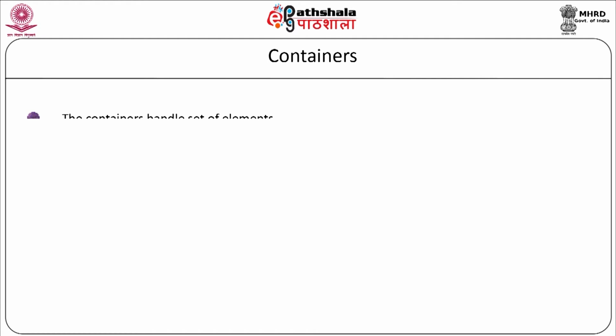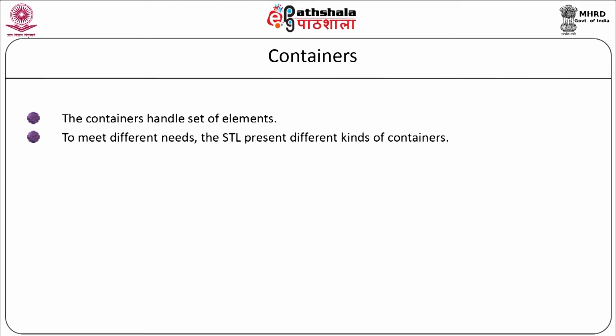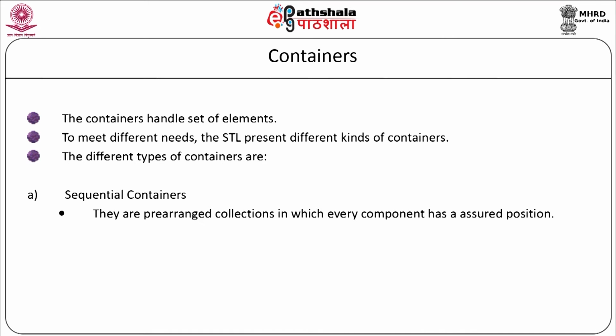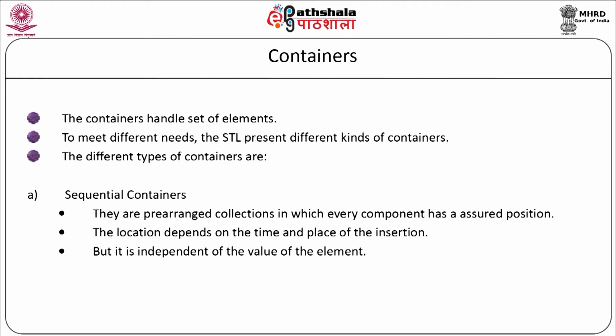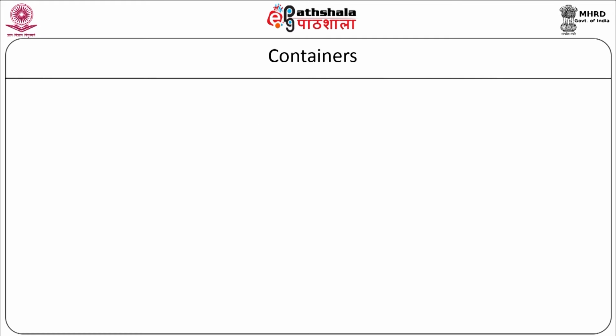Containers. The containers handle set of elements. To meet different needs, STL presents different kinds of containers. The different types of containers are sequential containers. They are pre-arranged collections in which every component has an assured position. The location depends on the time and the place of the insertion, but it is independent of the value of the element. Example, vector, deque and list. Slide number 28.